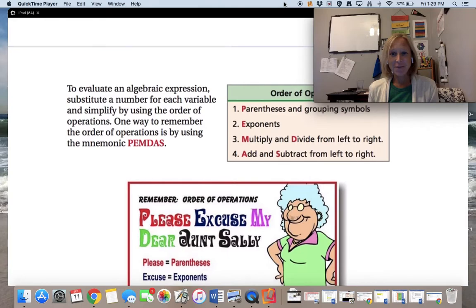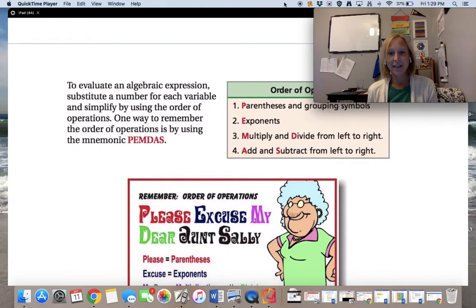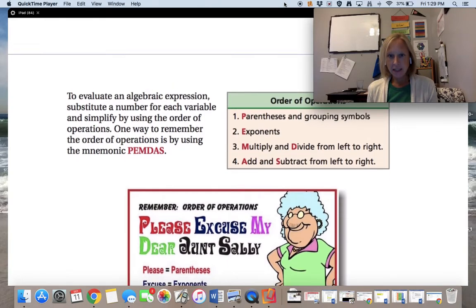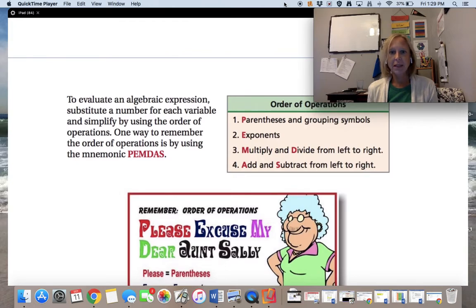Alright, so we all know this. Please excuse my dear Aunt Sally, okay? P stands for parentheses and grouping. E for exponents. M, multiply. D, divide. A, add. S, subtract.